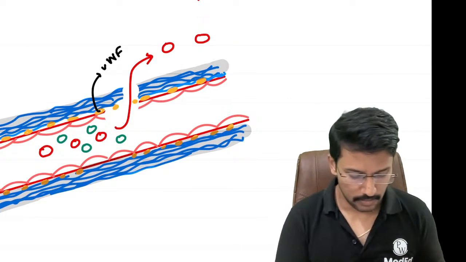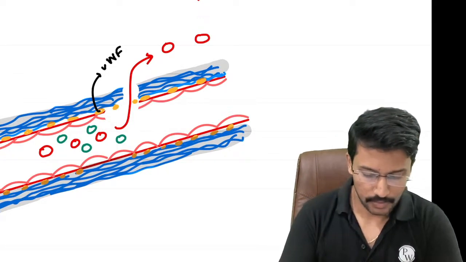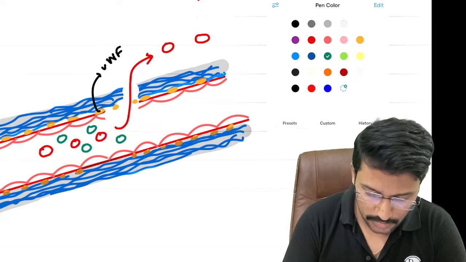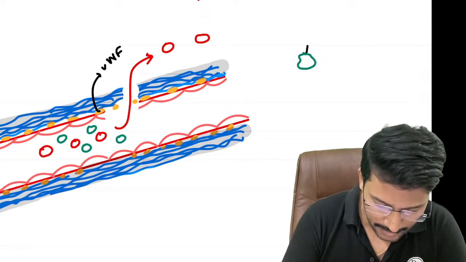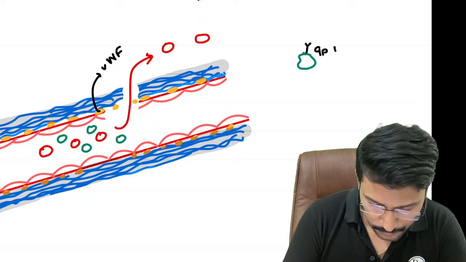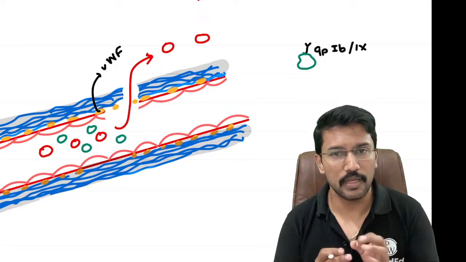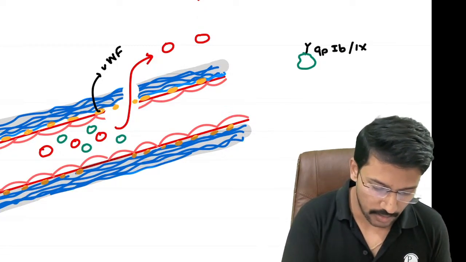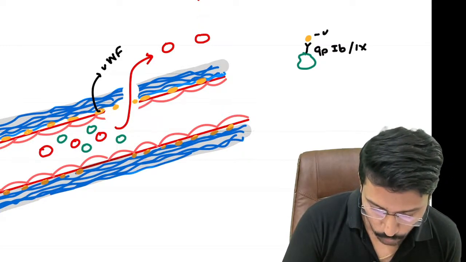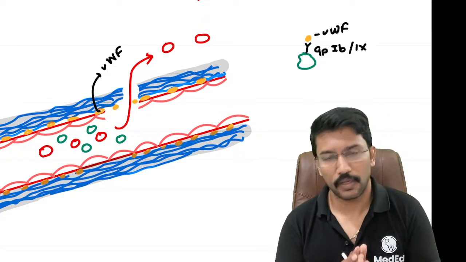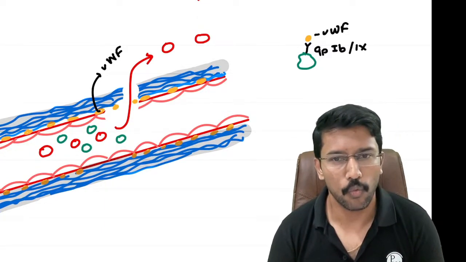Which receptor helps in binding the platelet with the von Willebrand factor? Let me say this is a platelet, right? On the surface of the platelet, you have this receptor called glycoprotein 1b9. This glycoprotein 1b9 will facilitate the binding of the platelet to von Willebrand factor. In simple words, you can call it glycoprotein 1b.